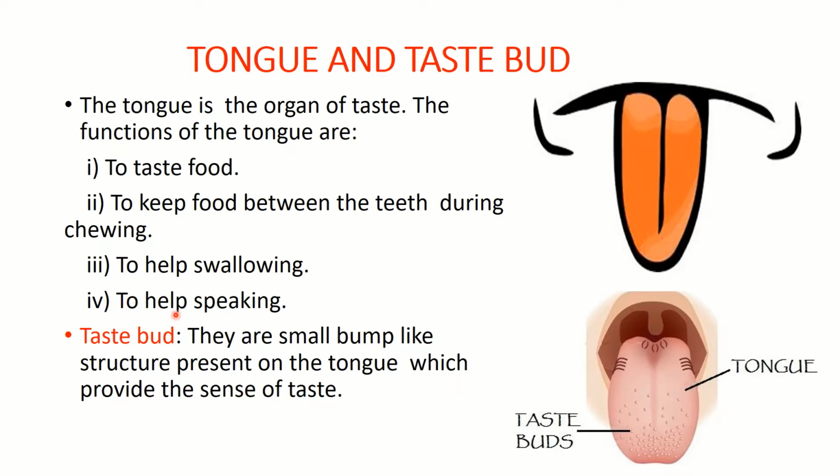But how does the tongue help us in identifying the different types of taste? Actually, students, if you go close to the mirror, you will see tiny bumps on your tongue. These are called taste buds. These taste buds have sensory nerves in them that help us to identify the different tastes of food. They provide the sense of taste.